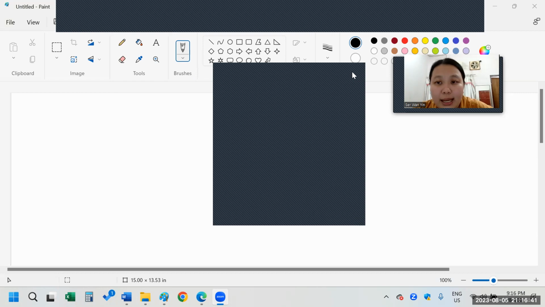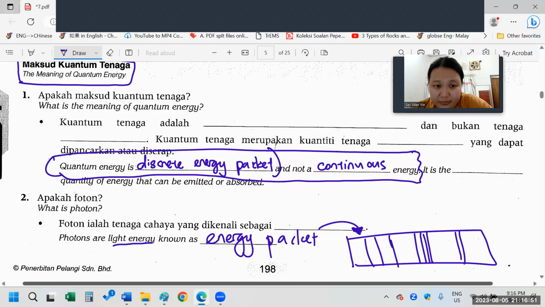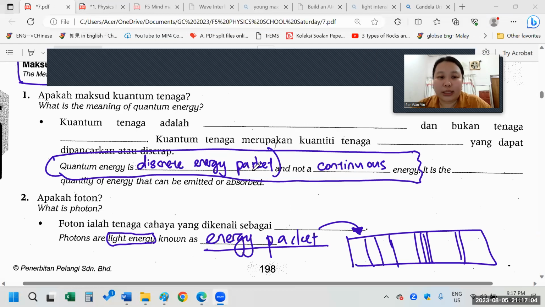Photon is a light energy in the form of packet energy. Energy packet. Light energy known as energy packet. So photon actually means light energy. Okay.